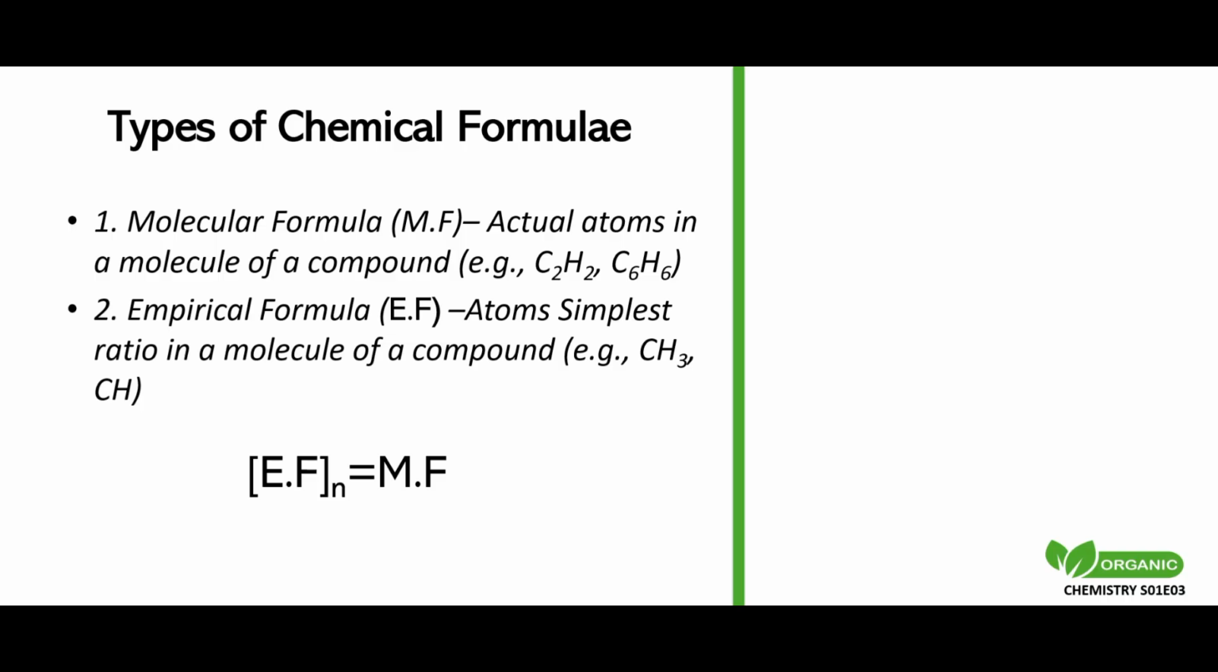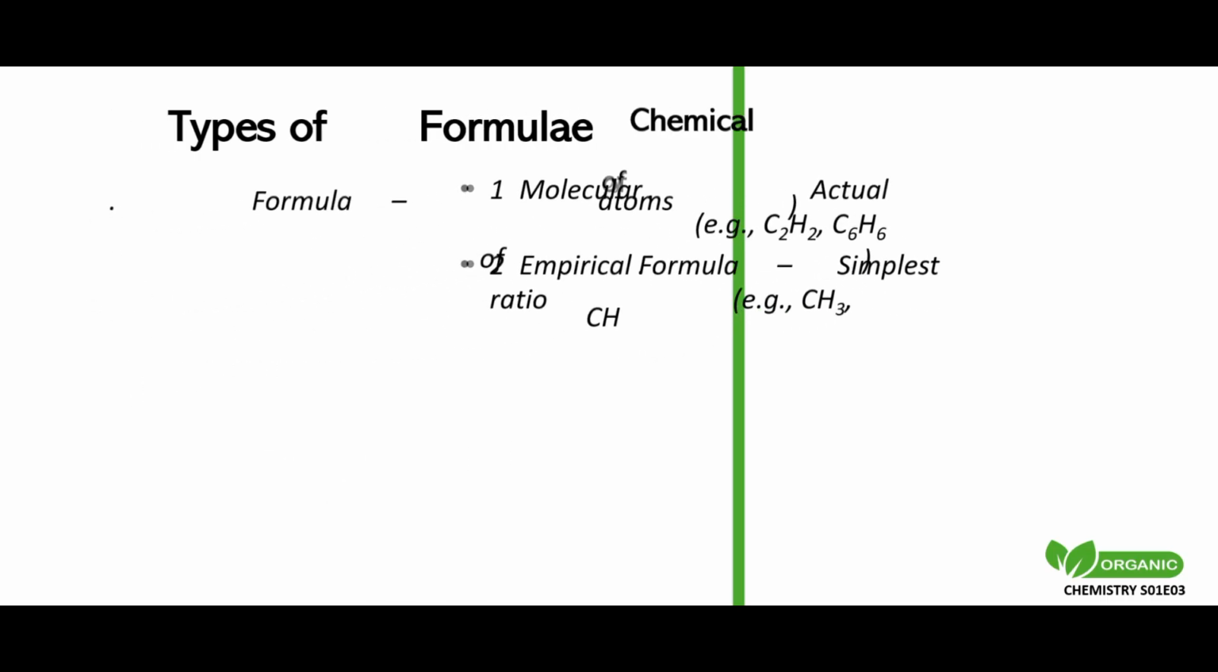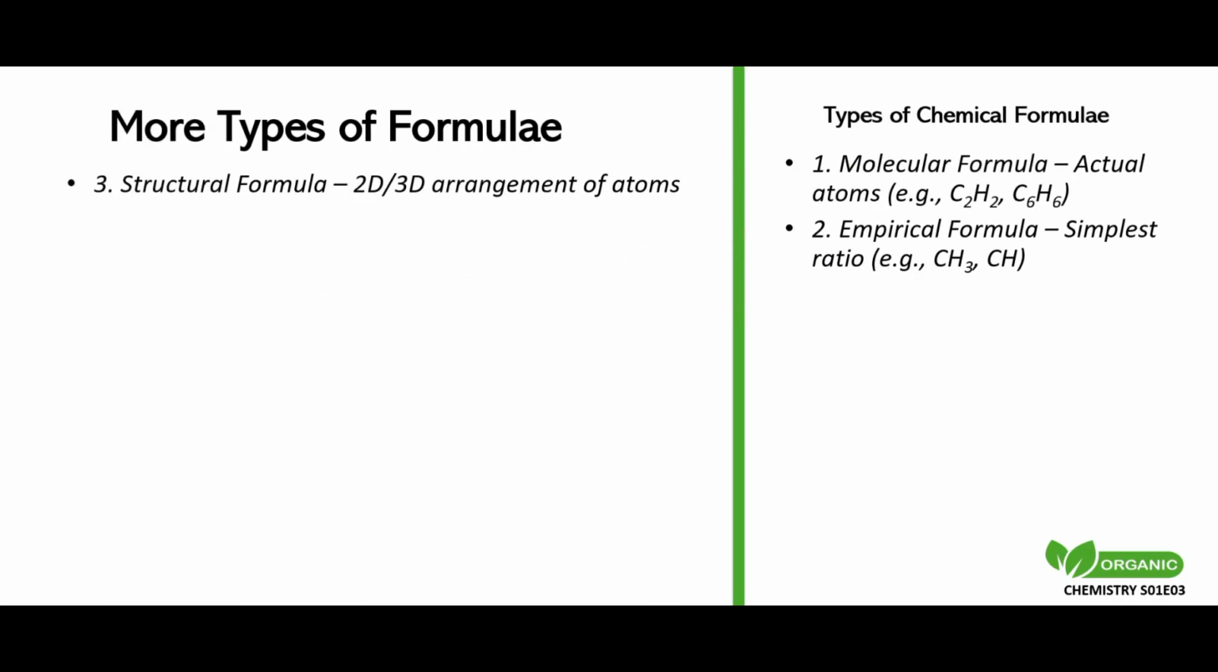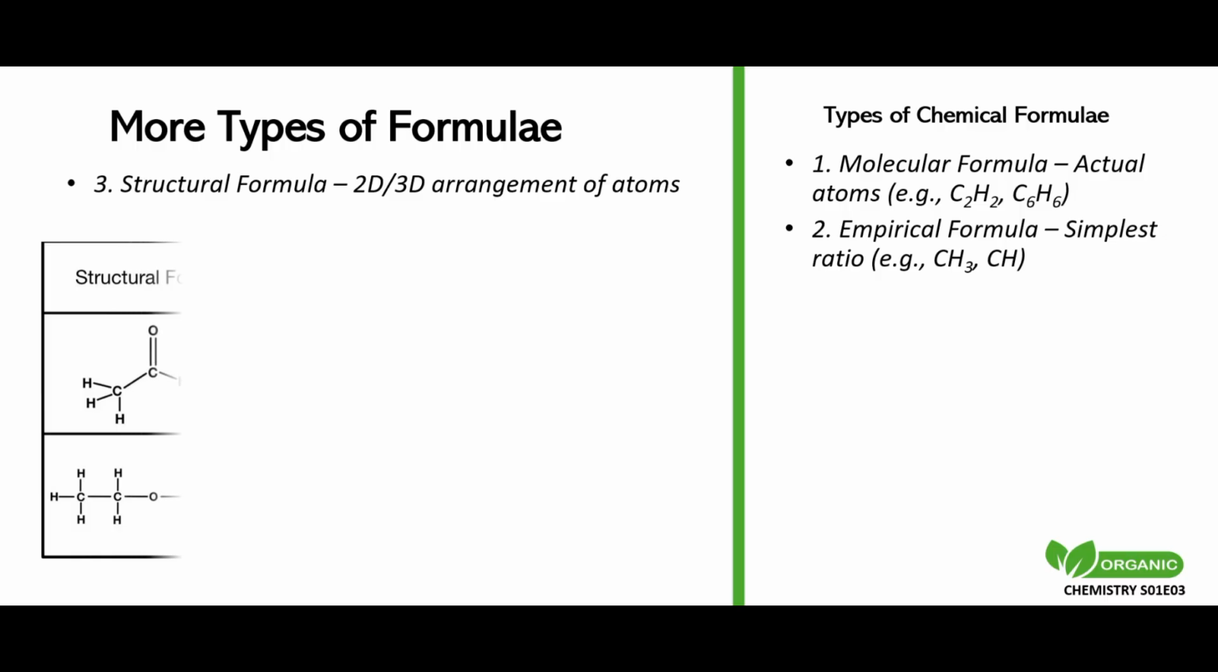3. Structural formula. This shows how atoms are arranged in 2D or 3D spaces. Look at some examples. The structural formula is very important in organic chemistry. It helps in distinguishing compounds. It is possible that different compounds may have the same molecular formula but different structural formula, which distinguish them. This phenomenon is called isomerism.